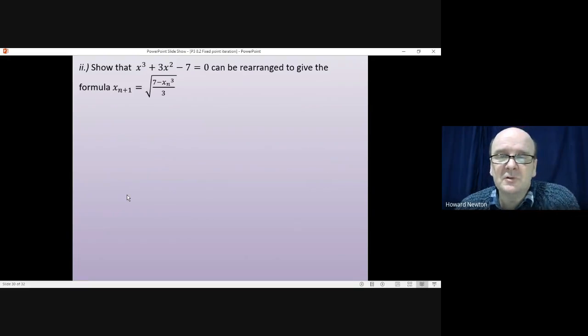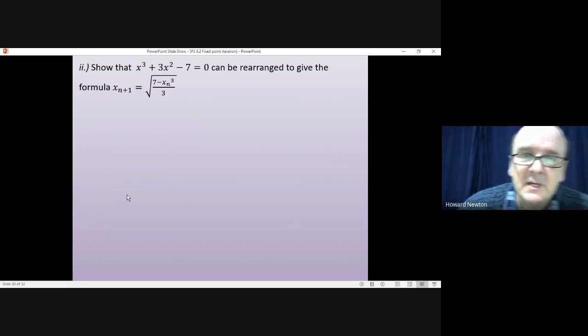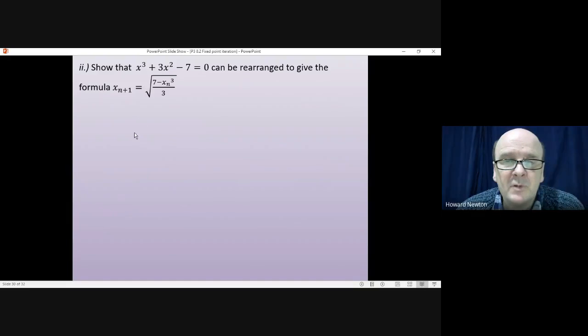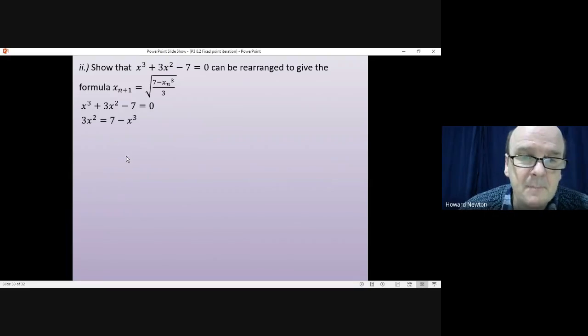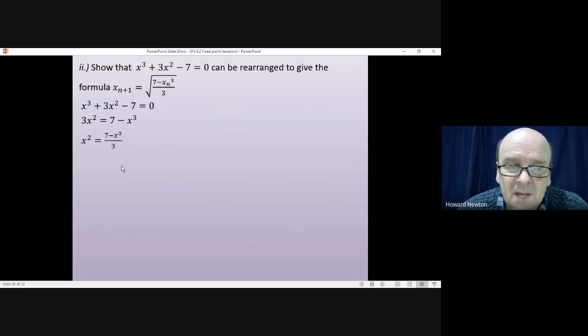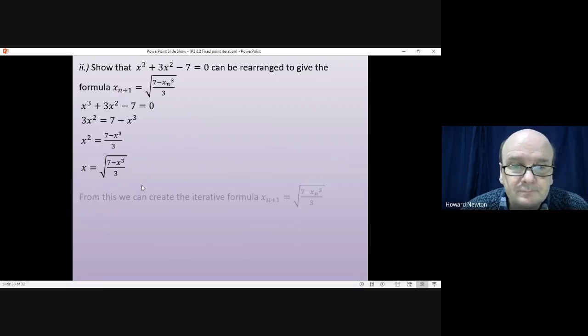Part 2 asks us to show that the cubic equation can be rearranged to give the iterative formula xn plus 1 is equal to the square root of 7 minus xn cubed over 3. Well, if we've got the cubic equation and we just move the 7 and the x cubed to the other side, we'd get that. Then dividing through by 3, we'd get that. And then finally square rooting both sides. That gives us the relationship which will become the iterative formula when we make this xn plus 1 and the xn cubed. So that's the iterative formula we'll be using.